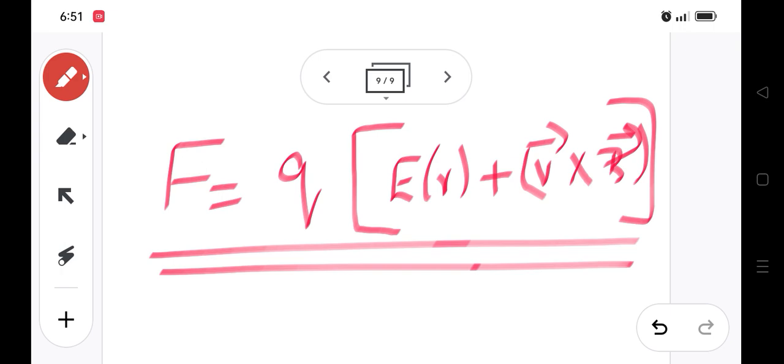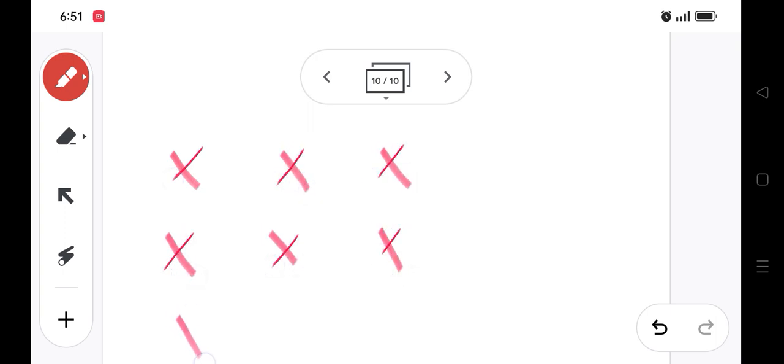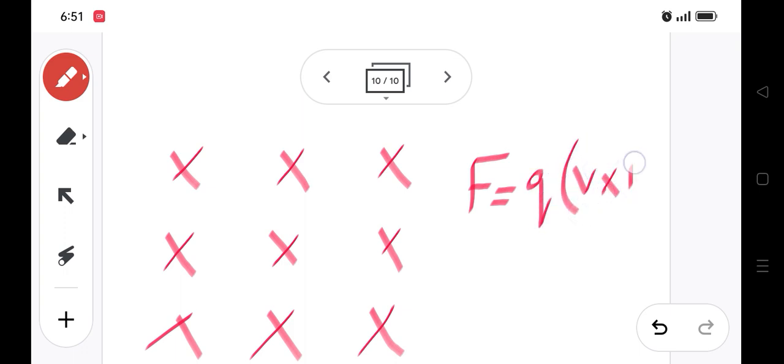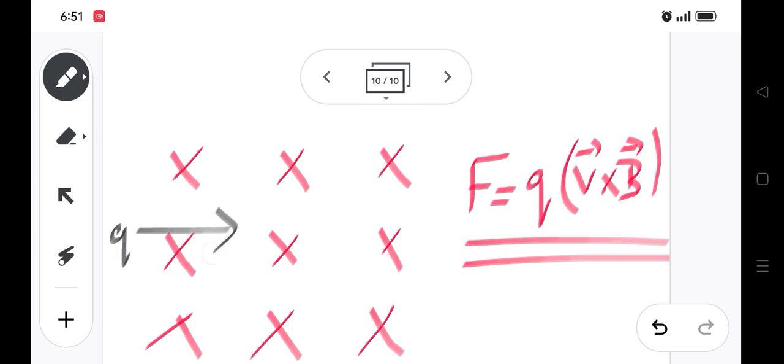Okay, then suppose only a magnetic field is present in that region. We remove the electric field. Then what will be the Lorentz force? Then the Lorentz force gets reduced to the magnetic force, q into v cross B. Then a charge q is entering that magnetic field, and suppose it is a uniform magnetic field, with a velocity v.